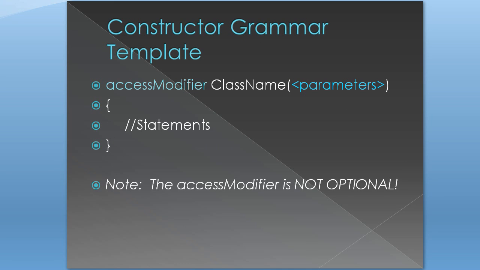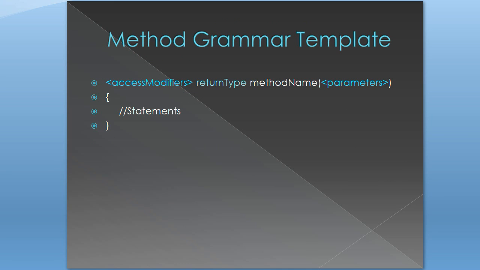Constructor grammar template, we'll go into that later. Method grammar template, we've talked about that. We have the access modifiers at the start. Then we have a return type, which are void, int, double, boolean, string, all that stuff. That's in a few tutorials back. Then we have a method name, and the naming convention on that is lowercase first letter in the first word. Then every other word after that will have no spaces but capital first letter. That's the naming convention for that. Then the parameters are optional. And then we have the paragraph and the statements inside that.